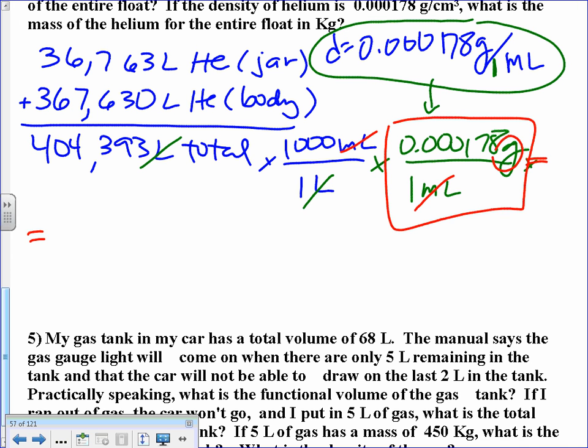Okay, so what do we have here? How many grams? You're going to be multiplying 404,393 times 1,000 over 1, and that 1 doesn't do anything for a number because dividing by 1 is nothing, right? And then times 0.00178. Shout it out when you get it. It's a big number. 0.951. Okay, and that's in grams.